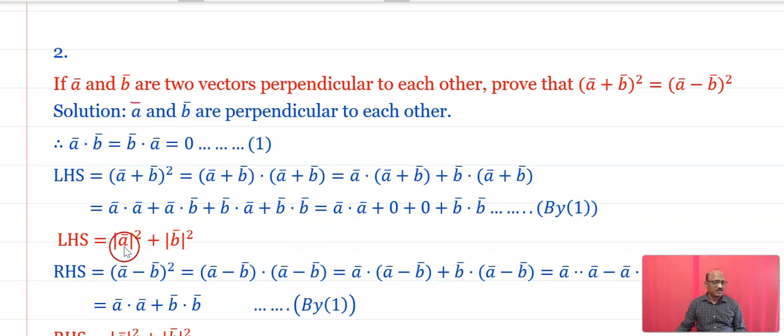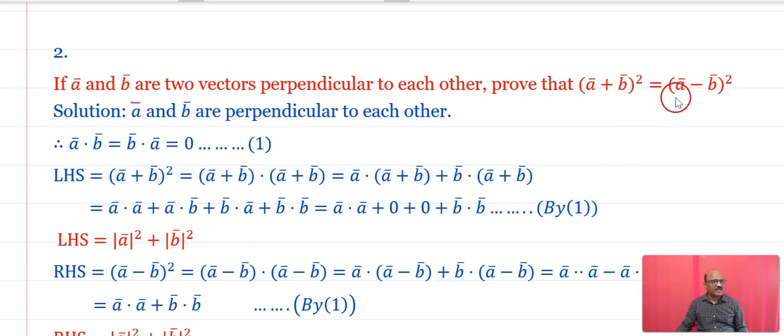A bar dot a bar is mod of a bar square, that will be a square, and that is nothing but the mod of a square. And similarly a bar dot b bar and b bar dot a bar will become 0, as we have given these two a bar and b bar are perpendicular to each other. Next is b bar dot b bar. B bar dot b bar is b square, that is mod of b bar square. This is our LHS.